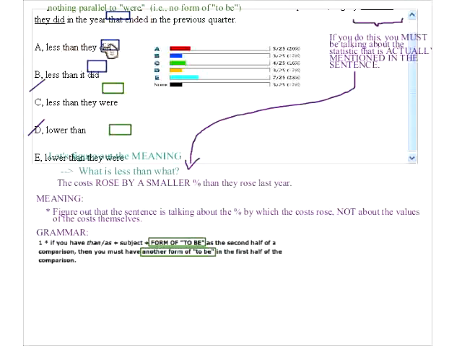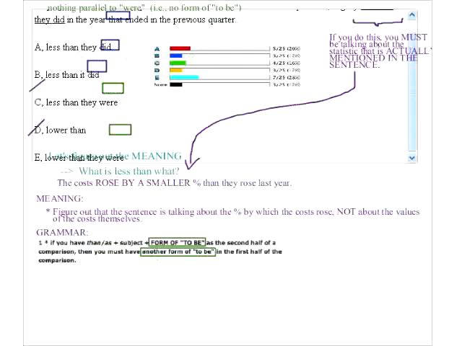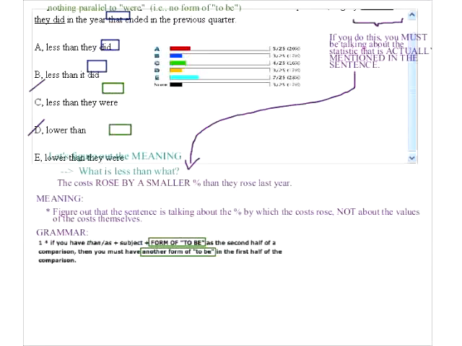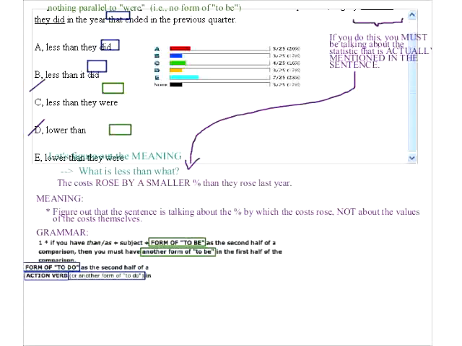So that works in this case because rose is an action verb. So they rose less than they rose in the year that it ended in the previous quarter. Like here, they disappeared faster than they disappeared yesterday. Tanya eats more slowly than Tanya ate when she was a teenager. So this comparison works. Did stands for rose. That's an action verb. So let's copy that over from this page, bring it over here, shrink it so that it fits, and then we're good.